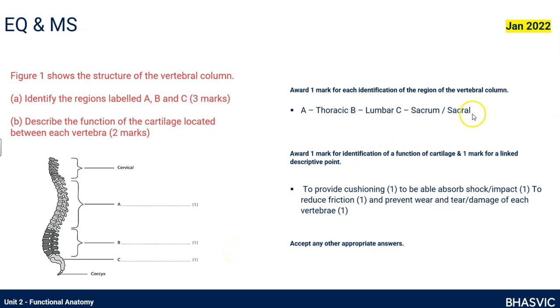So here's our mark scheme. A is obviously the thoracic section, B is the big chunky lumbar section, and C is the fibrous immovable sacrum or sacral vertebral section. Then what's the function of the discs between each vertebral joint? They are there to cushion, to absorb shock, to absorb impact. They reduce friction and prevent wear and tear and damage between the vertebrae. So that hopefully would be an easy 5 marks for you.